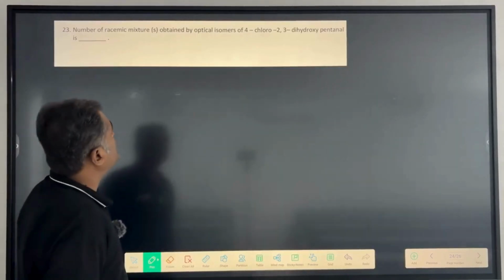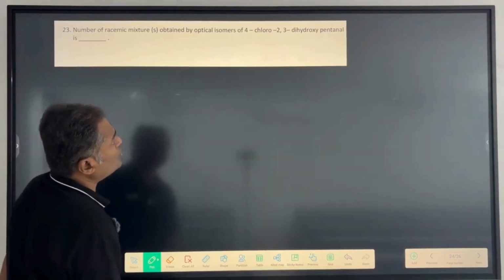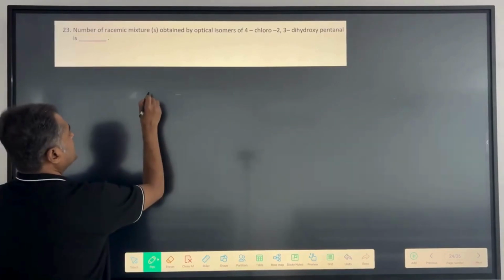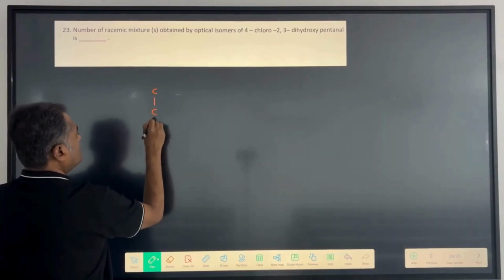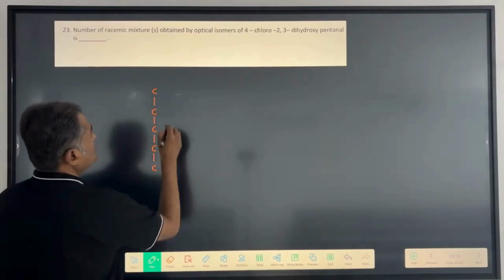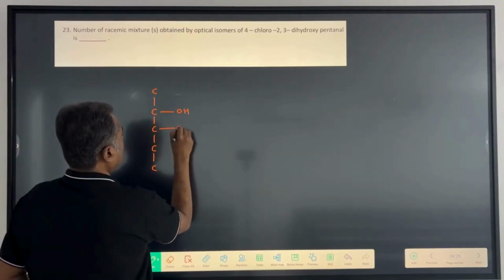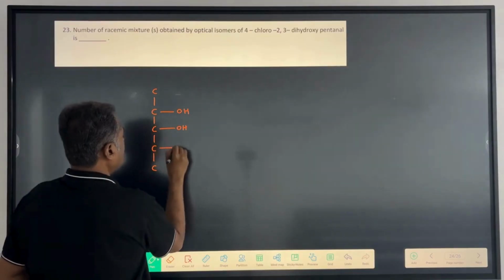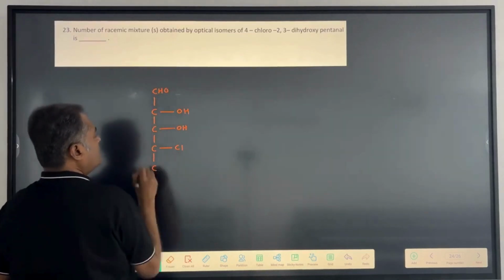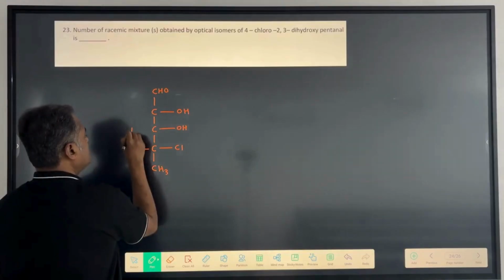Now this question is: number of racemic mixtures for this particular molecule, which is 4-chloro-2,3-dihydroxypentanal. First of all, what is pentanal? It's 5 carbon atoms, 1, 2, 3, 4 and 5. On the second position you have 1 hydroxy group. On the third position you have 1 hydroxy group. On the fourth position you have 1 chlorine, and the first carbon atom is the aldehyde. Now just put the required number of hydrogens everywhere. So here I have done it.